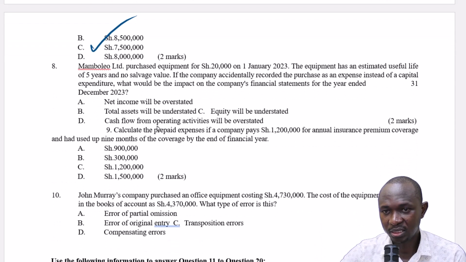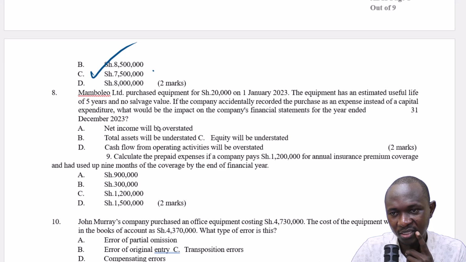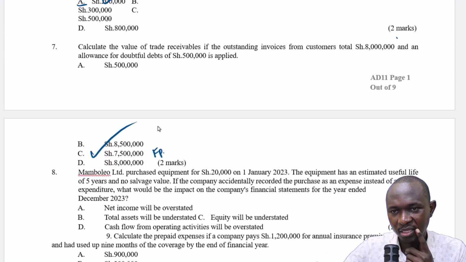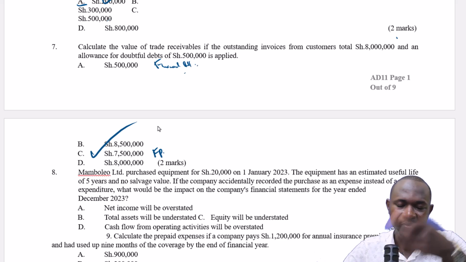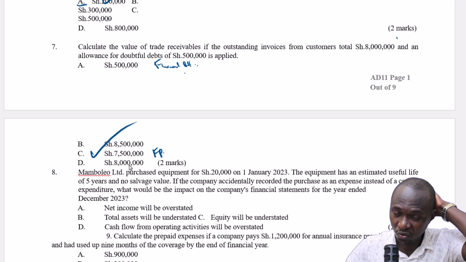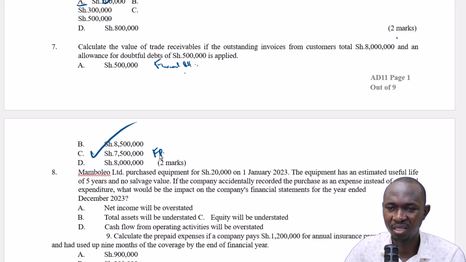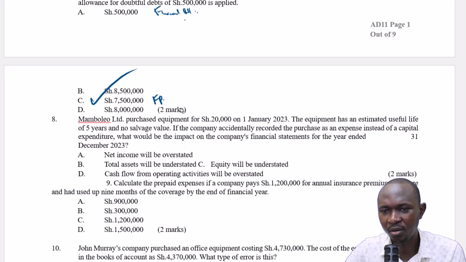Question 8. Just before we go to it, this is what will be found in the statement of financial position. The allowance will be in the financial statement. Then the value of trade receivables as at the end of the year will have to be reduced by the provision, which will now make it 7.5. This is what will be in the balance sheet, and that is what the question is asking: the value of trade receivables at the end of the year will be 7.5.